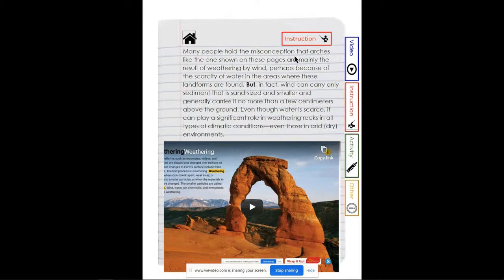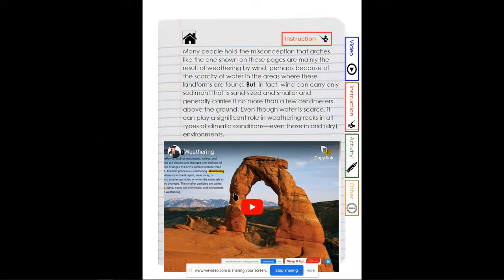Many people hold the misconception that arches, like the one shown here on these pages, are mainly the result of weathering by wind, perhaps because of the scarcity of water in the areas where these landforms are found. But, in fact, wind can carry only sediment that is sand size and smaller, and generally carries it no more than a few centimeters above the ground. Even though water is scarce, it can play a significant role in weathering rocks in all types of climatic conditions, even those in arid or dry environments.